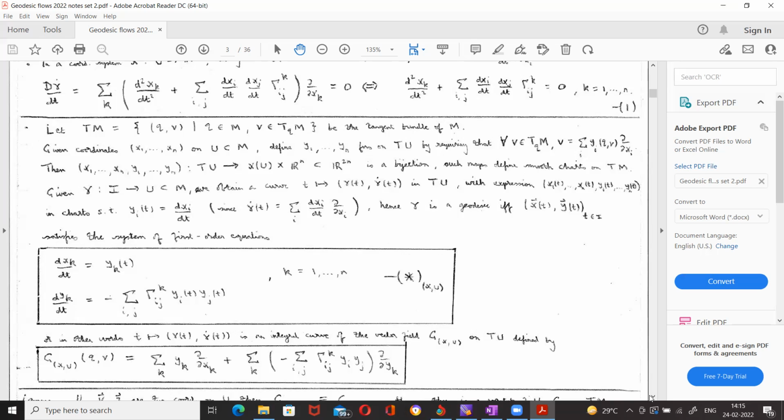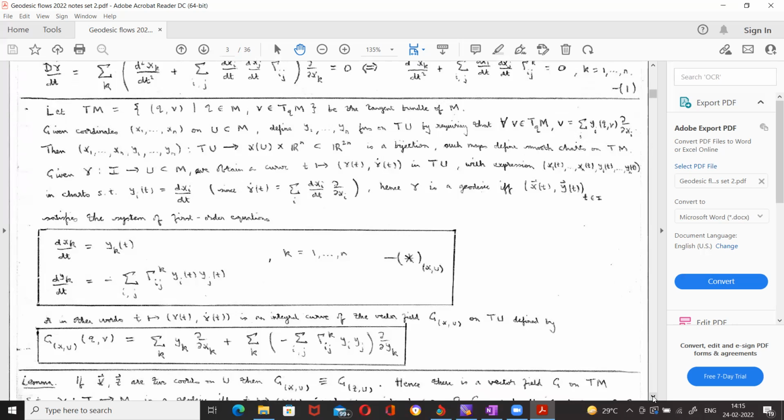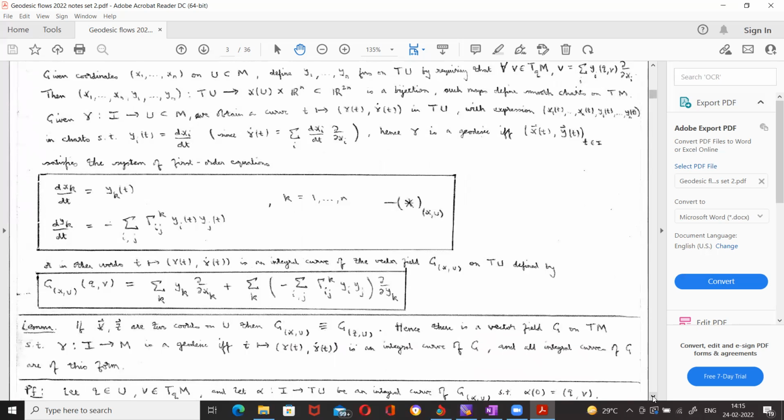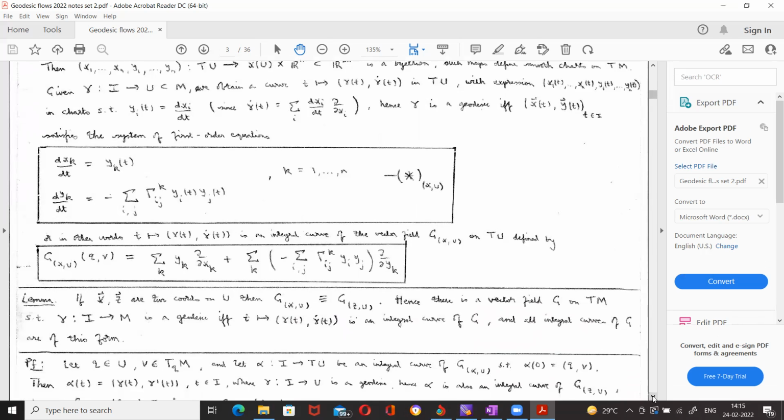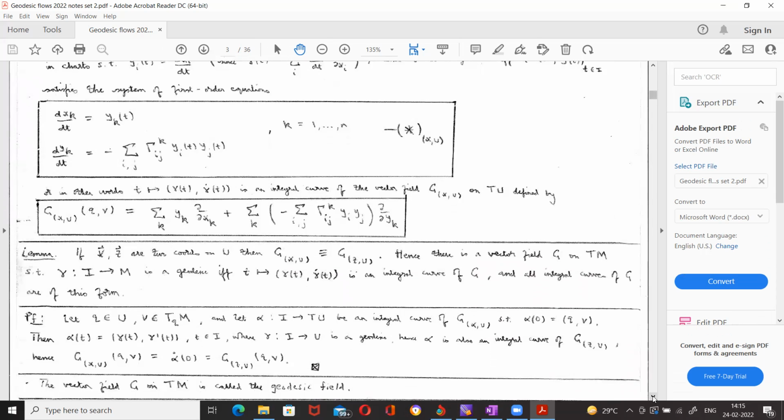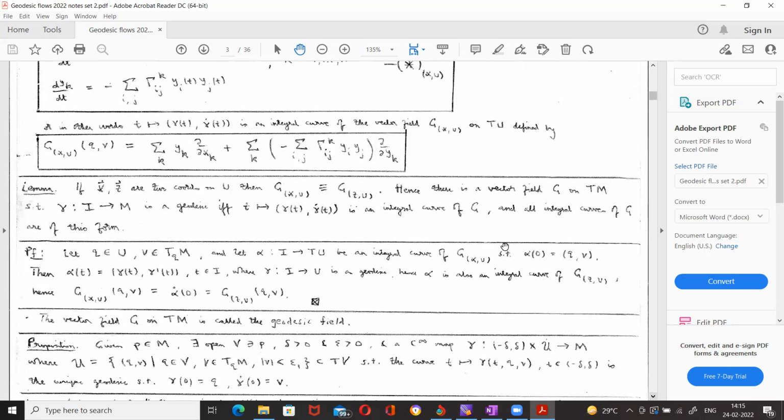And once you have a first order equation, that can be described by a vector field. First order ODEs are the same thing as vector fields on the manifold. So we get a vector field on the tangent bundle, G, which a priori depends on the coordinates X.